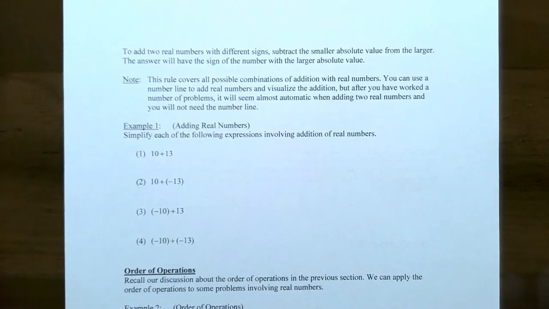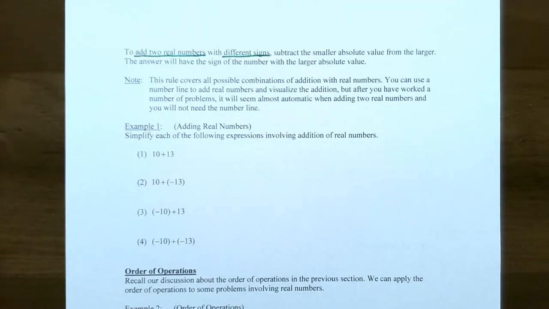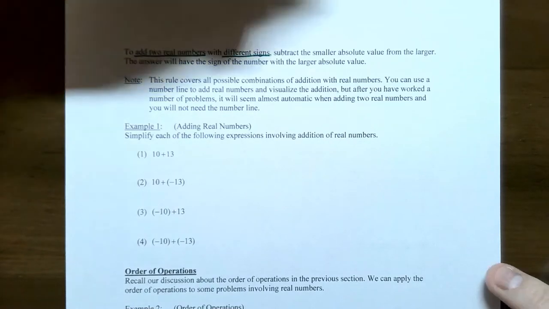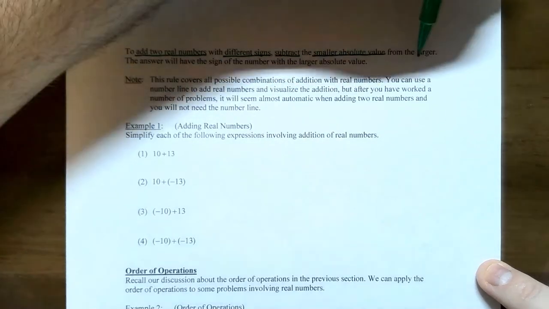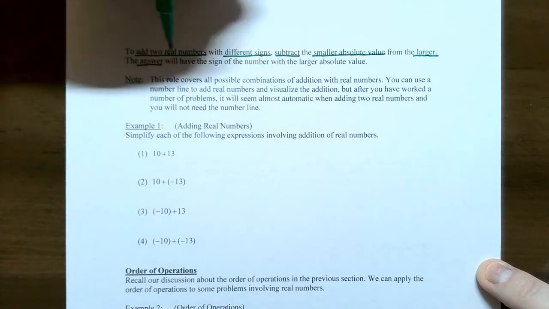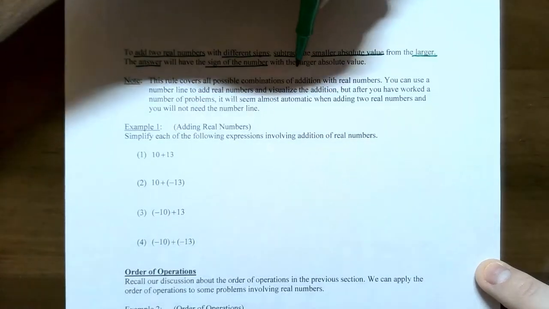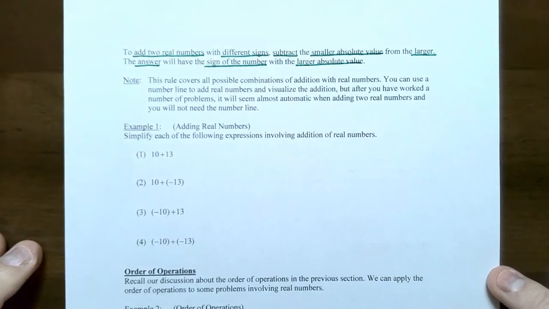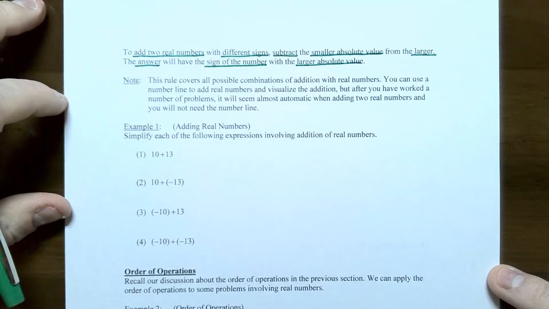Now the more complicated rule is what happens if you add real numbers with different signs. This is the type of problem that most people have trouble with. You need to subtract the smaller number in absolute value from the larger one. Then, when you're adding real numbers with different signs, the answer will have the sign of the number that's larger in absolute value. This rule covers all possible combinations of addition with real numbers.